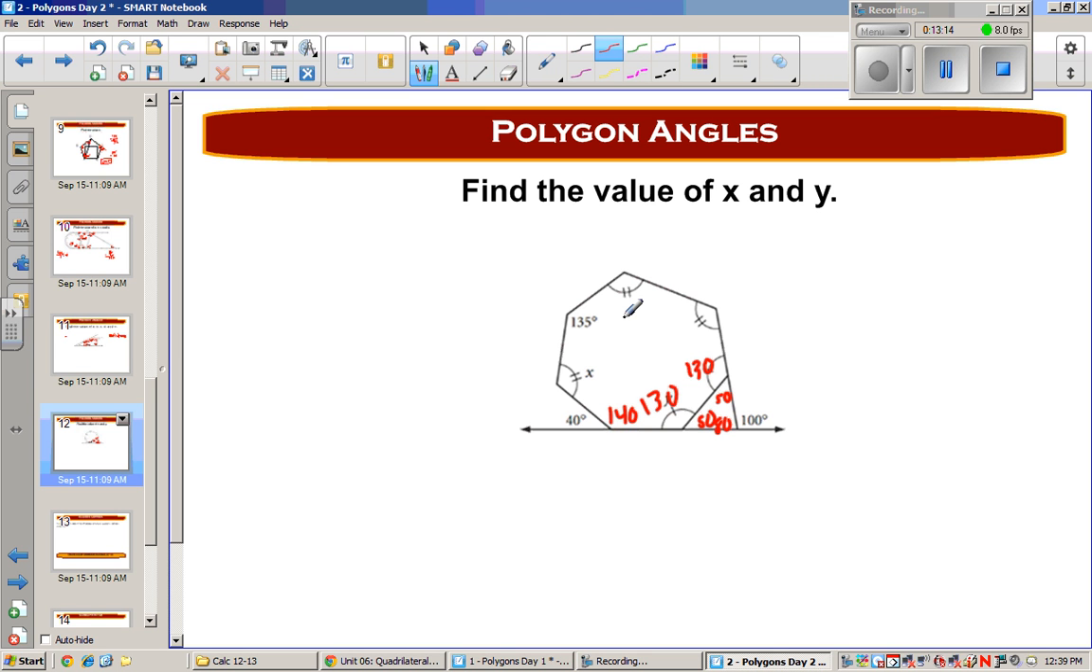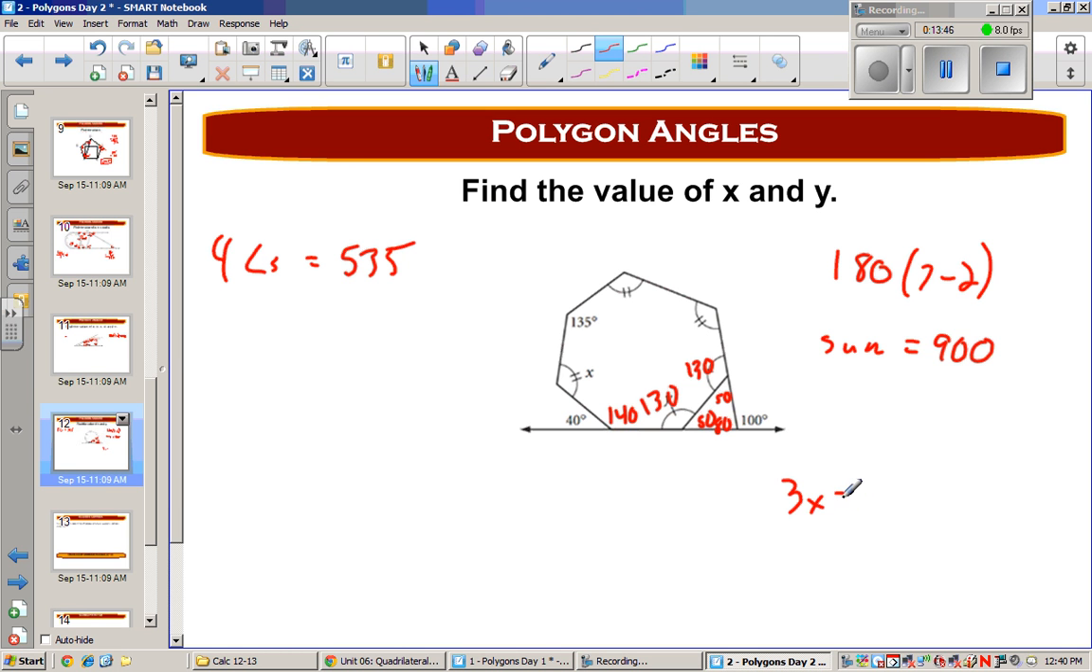And now there's 3 more angles. And so all 4 of these, so 4 angles, add up to 535. Now, if I take 180 times 7 minus 2, I will have the sum of all my interior angles. So the sum is going to equal 900. So if I take 900 minus 535, these 3 angles will add up to 365. So 3x equals 365. Just divide that by 3, and my x value is 121.6 repeating.